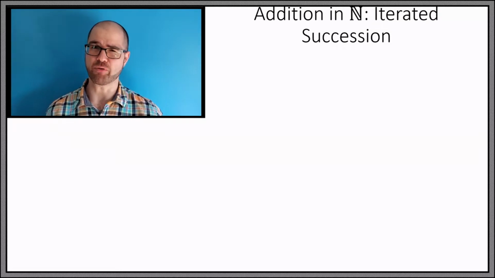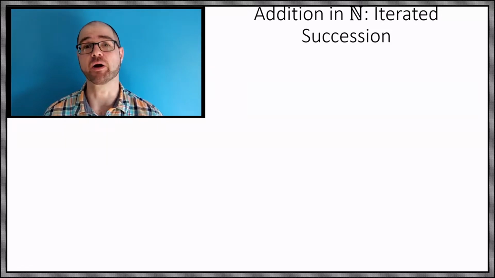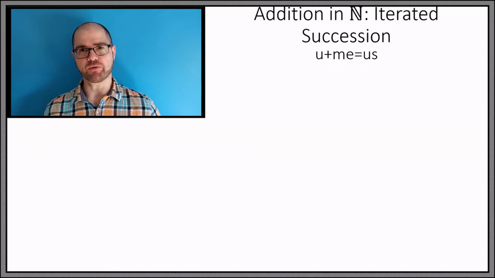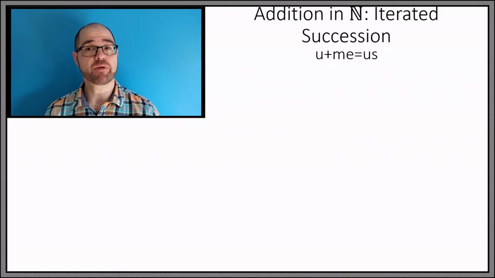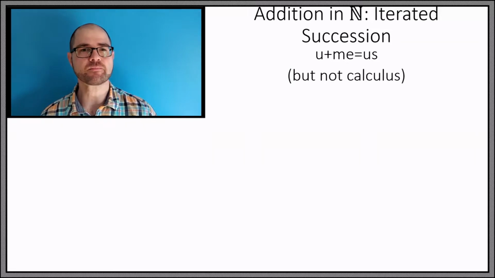There weren't really any properties to discuss for the successor operation because it only acts on one number. Let's talk about a new crazy operation, addition, which can be thought of as iterating succession many times.